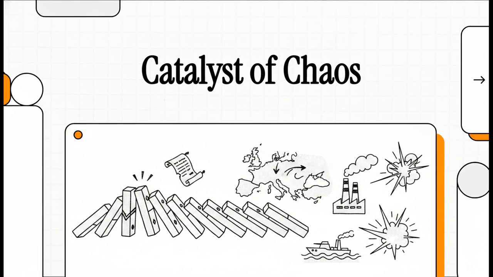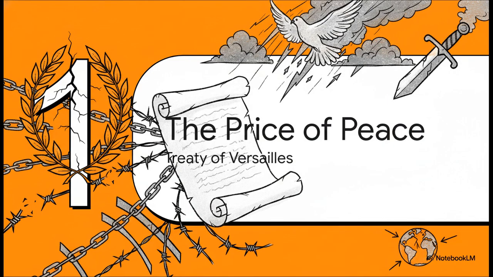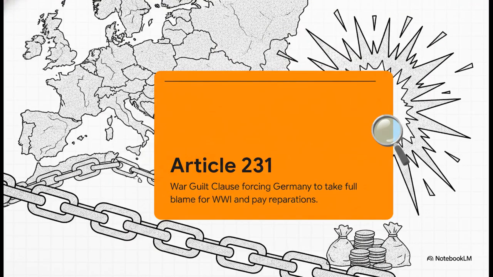We're going to go back to exactly where and how the very first domino fell. Part 1, The Price of Peace, the Treaty of Versailles. To really get a grip on this war, we've got to pivot back to 1919. It all starts with Article 231, which is often called the War Guilt Clause.